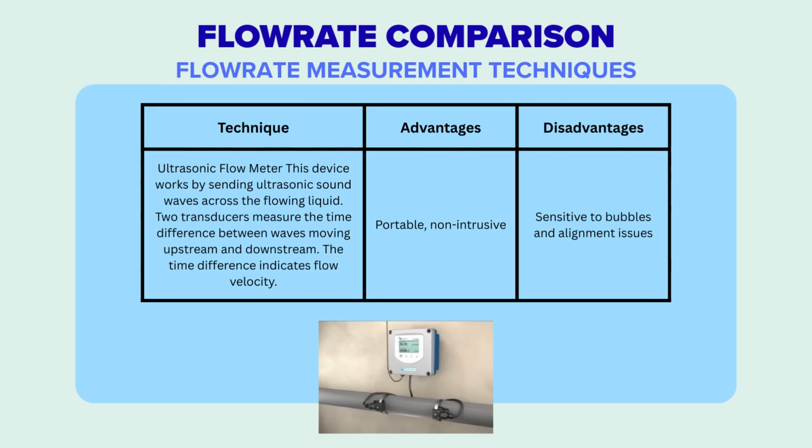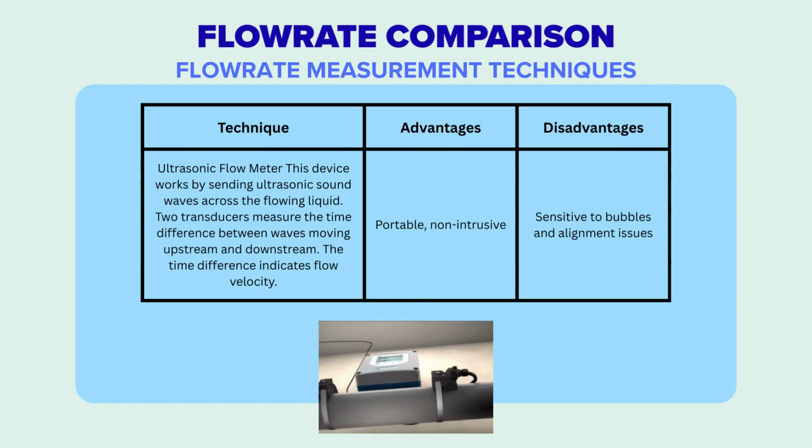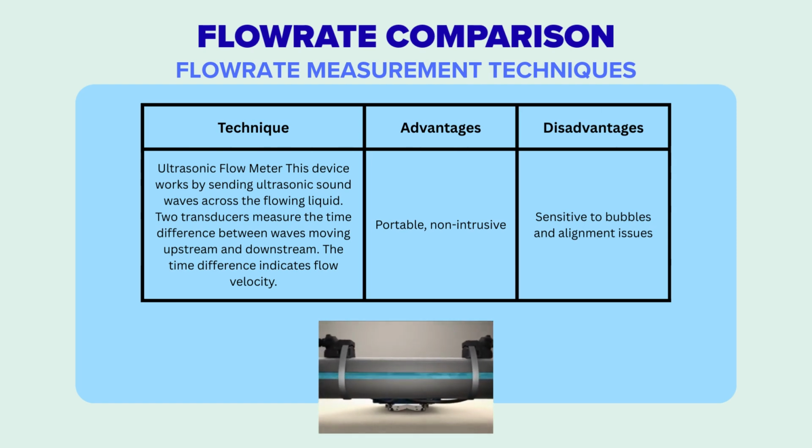Ultrasonic flow meter. The device works by sending ultrasonic sound waves across the flowing liquid. Two transducers measure the time difference between waves moving upstream and downstream. The time difference indicates flow velocity. Advantage: portable, non-intrusive. Disadvantage: sensitive to bubbles and alignment issues.